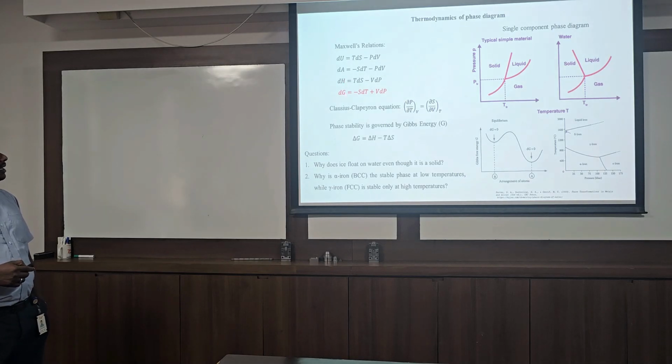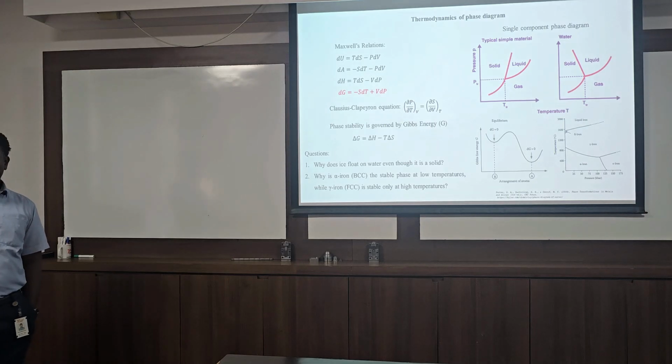Out of all these, the Gibbs free energy is a very profound equation that tells us the phase stability. As I have shown, many different kinds of phases exist in a solid state. Out of all these phases, which one will be the most stable at a given condition? That will be dictated by the Gibbs free energy. Whichever phase has the lowest energy will be stable at those conditions.